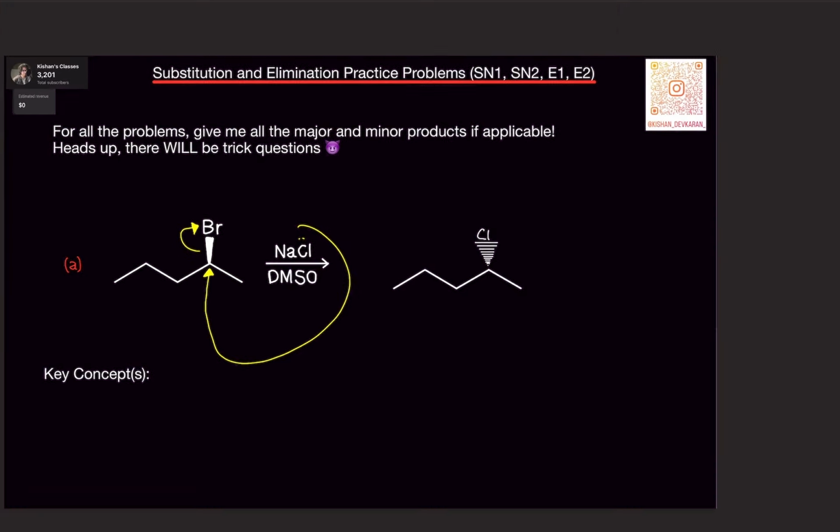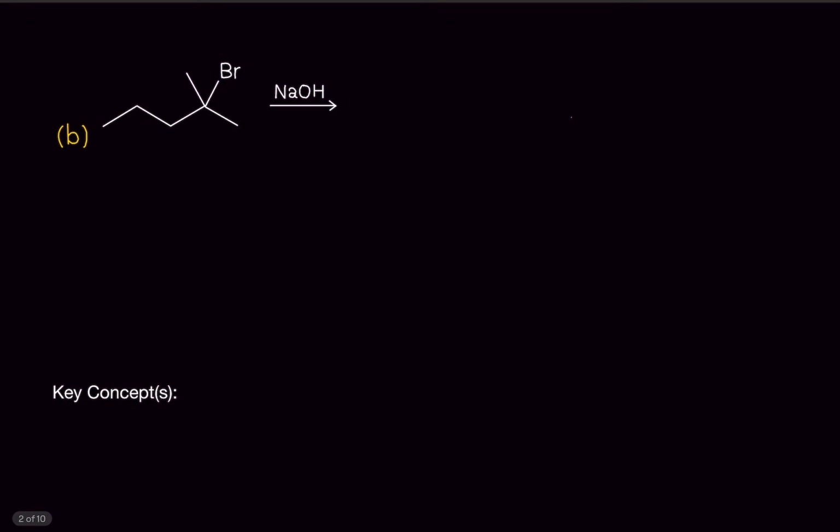All right, let's do B. We have sodium hydroxide here. So what are we going to do? Sodium hydroxide is a strong base and a strong nucleophile. So what does this mean? What are we going to do?